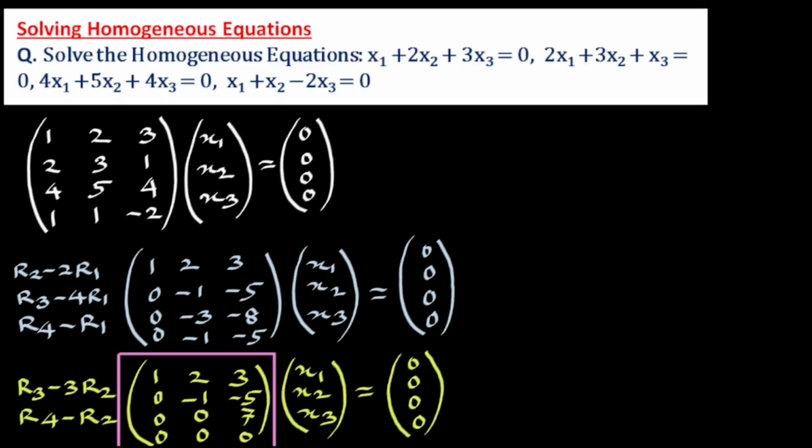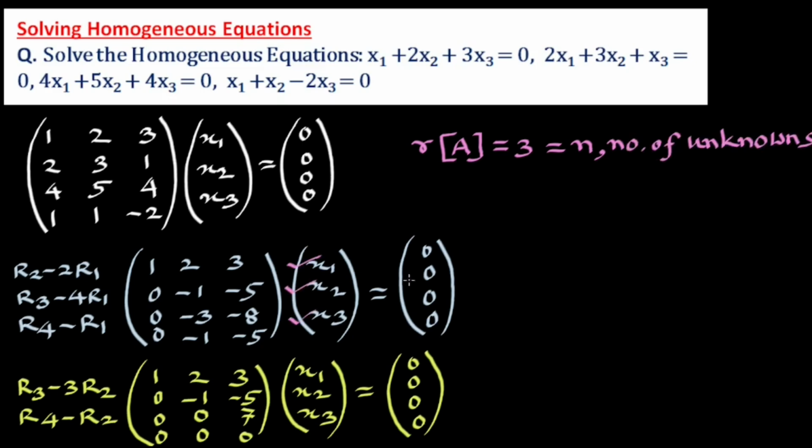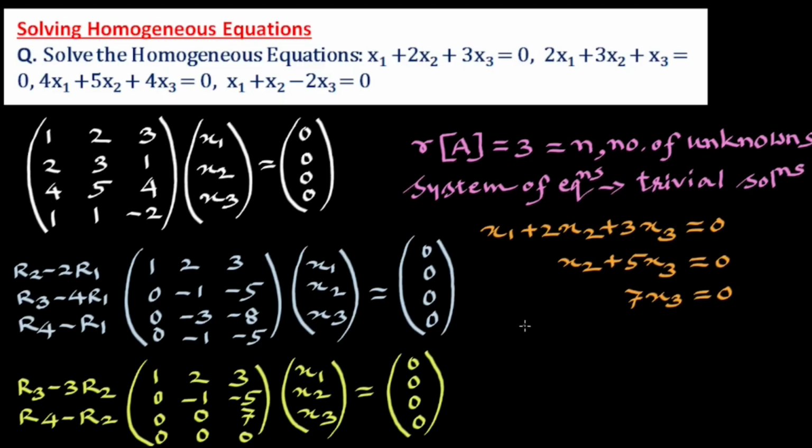Now here A is in the row echelon form and we have the rank of matrix A to be 3 because there are 3 non-zero rows, which is the same as n, the number of unknowns, x1, x2, x3 here. The system of equations has trivial solutions. These three equations give us x3 equals 0, x2 equals 0 and x1 equals 0. These zero solutions are called trivial solutions.